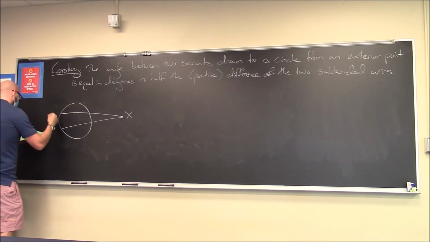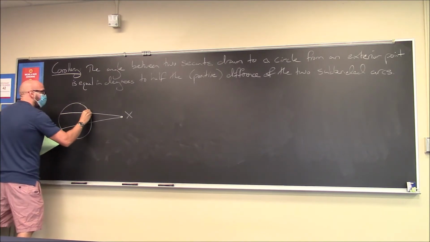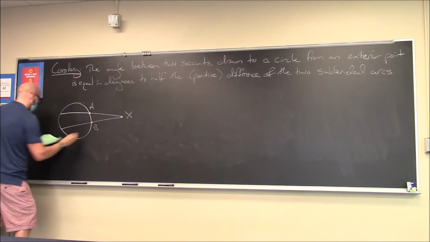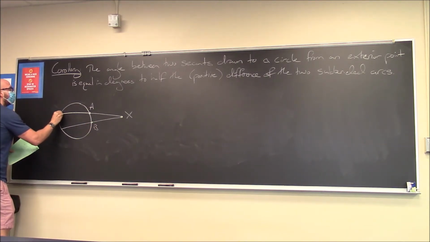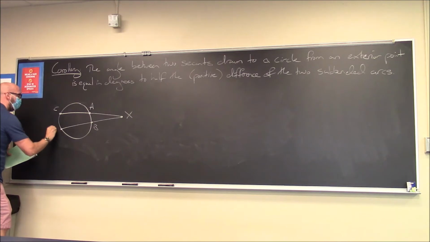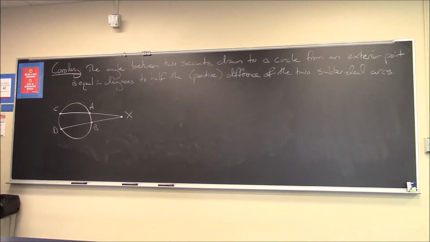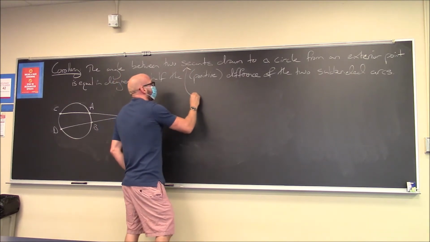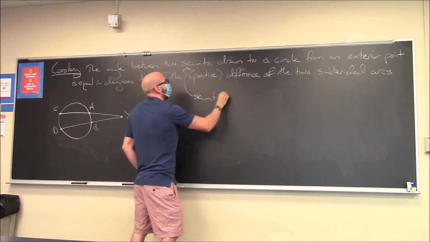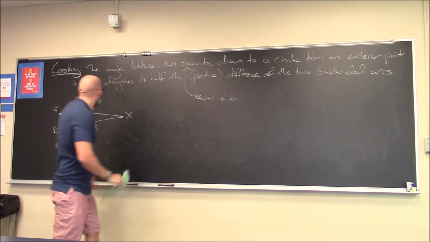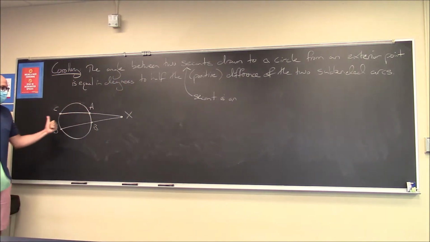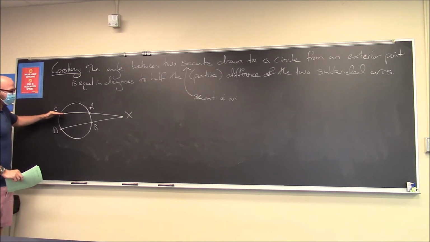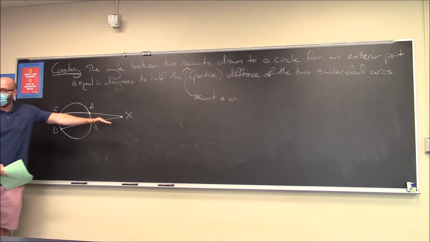So here's my two secants, and I'm going to label them, here's the point A, here's the point B, here's the point C, here's D. So a secant is, again, just a straight line that passes through the circle at 2 points, but one way to think of it is the textbook's definition of an extended chord.